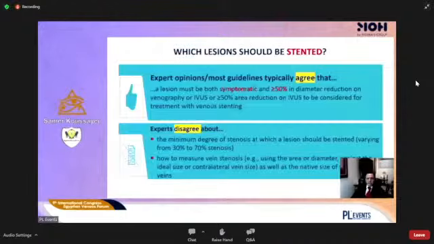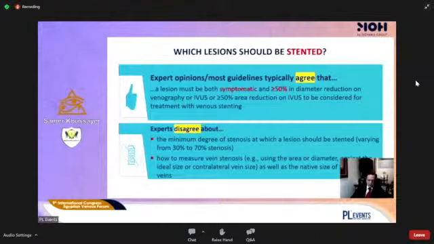So, which lesion should be stented? Expert opinion, most guidelines agree that a lesion should be both symptomatic and have more than 50% diameter reduction on venogram or IVUS, or more than 50% area reduction on IVUS, to be considered for treatment with venous stenting. The only problem is the experts disagree about the minimum degree of stenosis at which a lesion should be stented, varying between 30 to 70%, and how to measure the vein stenosis, for example using the area or diameter against the ideal size or contralateral vein size, as well as the native size of the deep venous system.